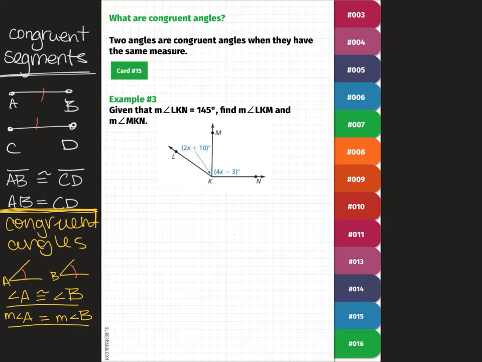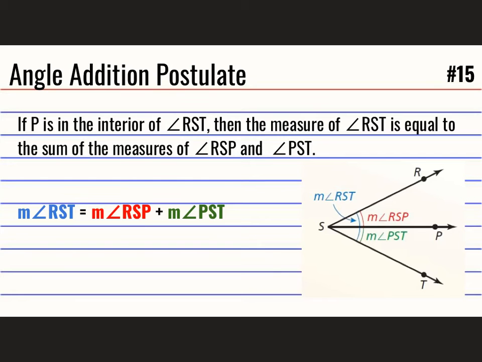Then we're going to go to card number 15. Card number 15 is the angle addition postulate, and it says if P is in the interior of angle RST, so we just recently defined interior, so now we can use that to know the location. Then the measure of angle RST, the measure of this whole thing, is going to be equal to the sum of the measures of angle RSP and angle PST. So just like the segment addition postulate, now we're looking at the angle addition postulate.